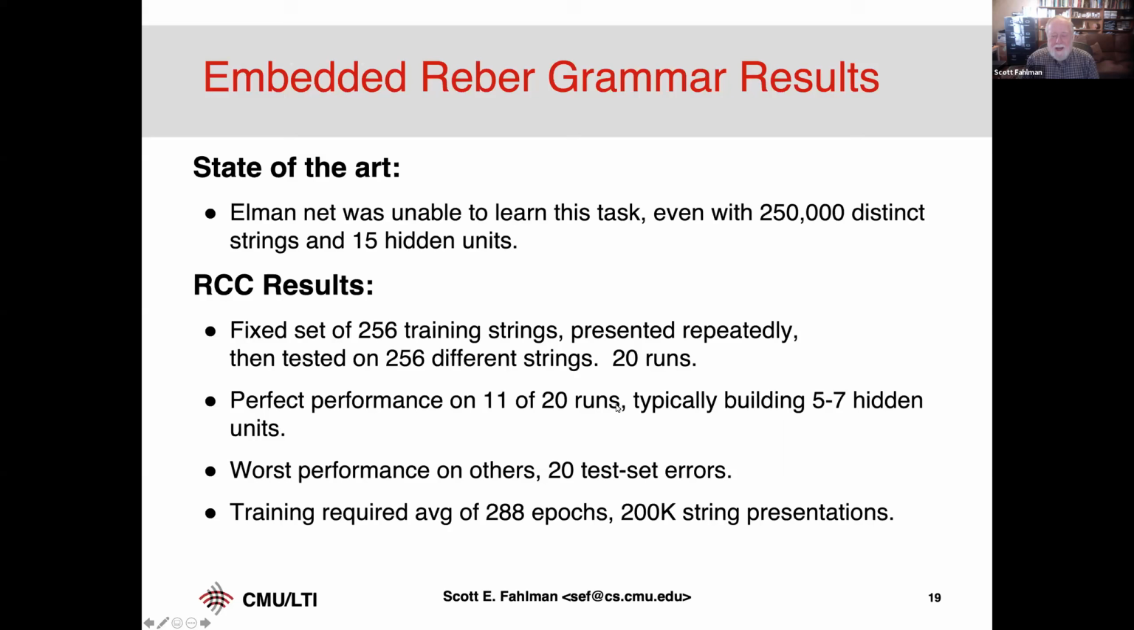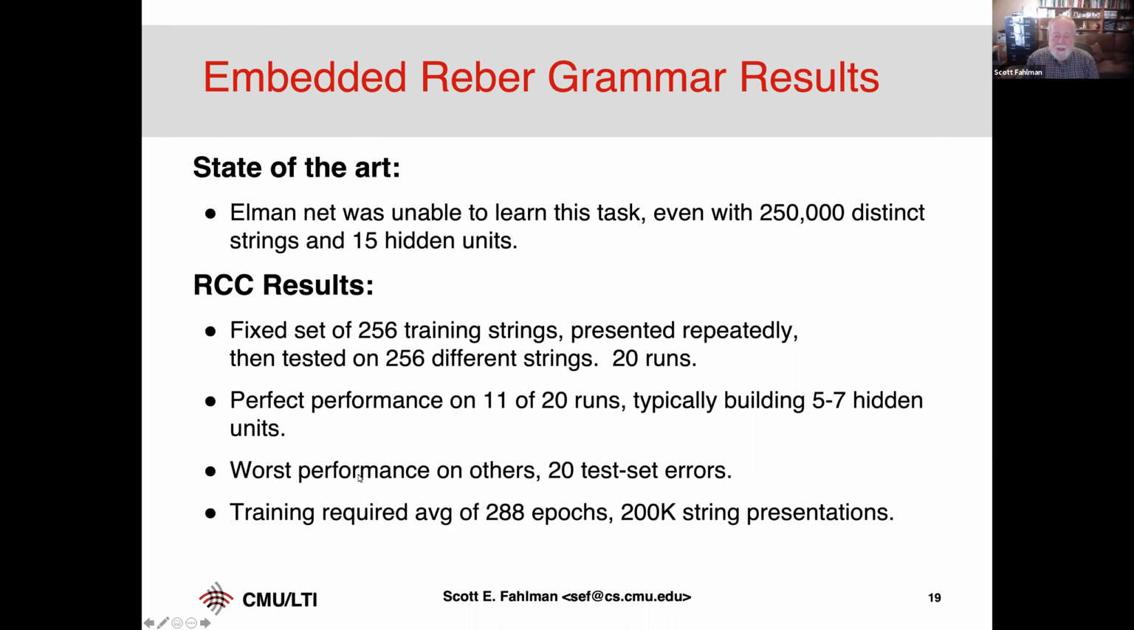Perfect performance on 11 of the 20 runs, typically building 5 to 7 hidden units. Now, ideally, it should have only had to add 1 more recurrent hidden unit. But the presentation of the strings was confusing enough that it added some additional structure. So not ideal, but it learned it every time to get perfect performance on the training set.